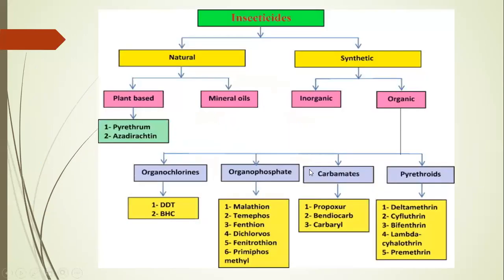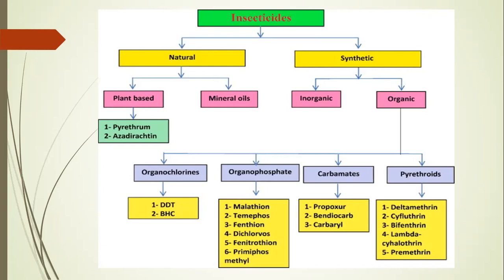So first of all, the classification of insecticides. They're classified into natural and synthetic. Then these natural are classified into plant-based and mineral oils. Pyrethrum and azadirachtin come under the plant-based insecticides, and synthetic is classified into inorganic and organic. Organic insecticides are classified into organochlorines, organophosphates, carbamates, and pyrethroids.